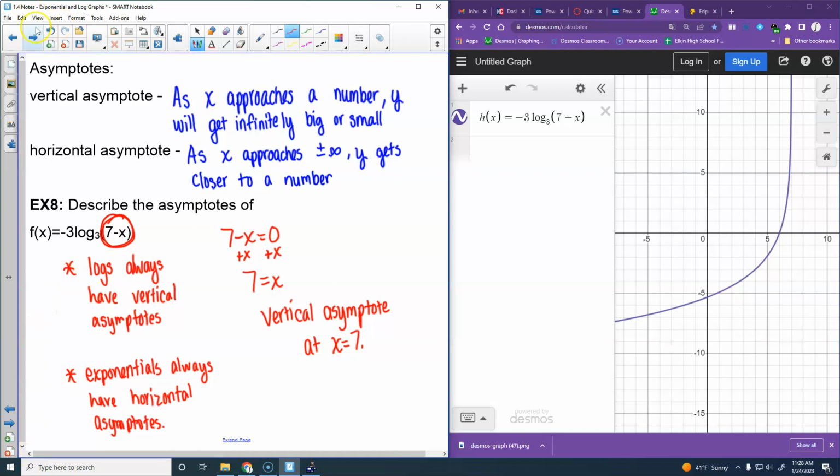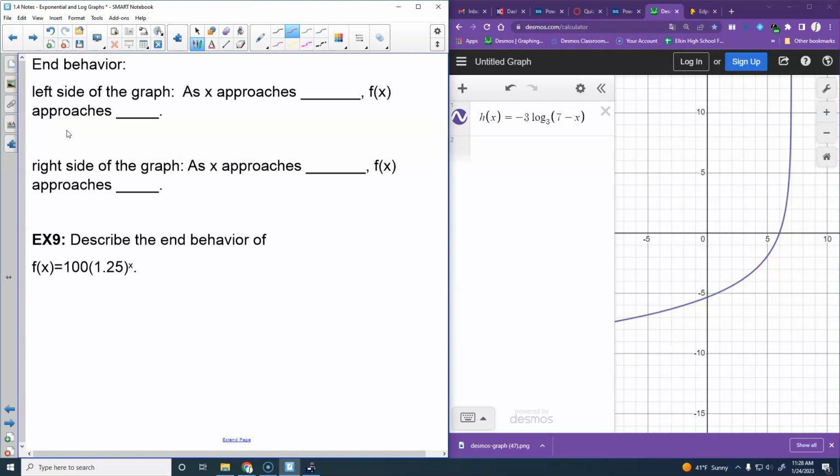All right, I know we've been taking notes for a long time today. These are long ones. We got one more thing to look at. All right, end behavior.